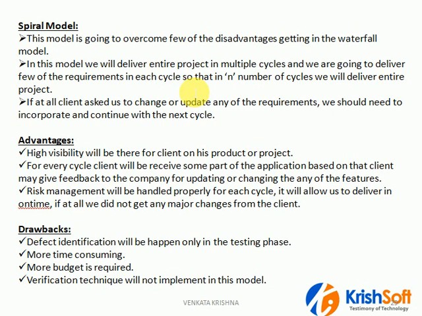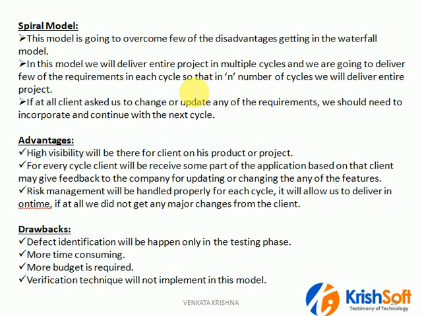And risk management also will be handled properly in each cycle. How are we handling the risks here? For example, part 3 you are doing, some requirement is changed. Immediately you will update those 3 cycles only, not the entire application.